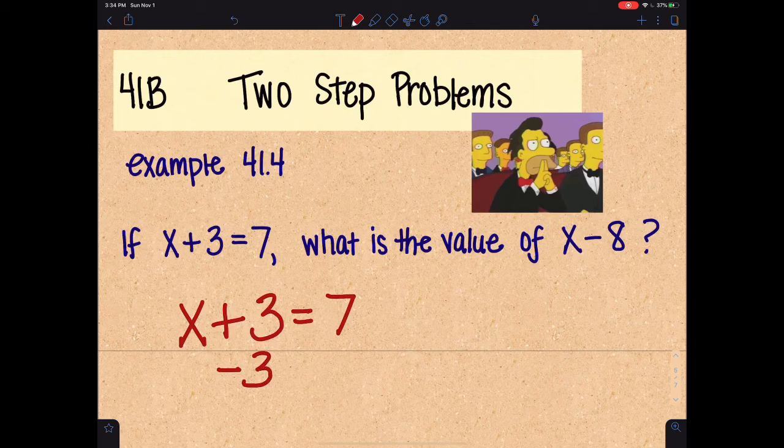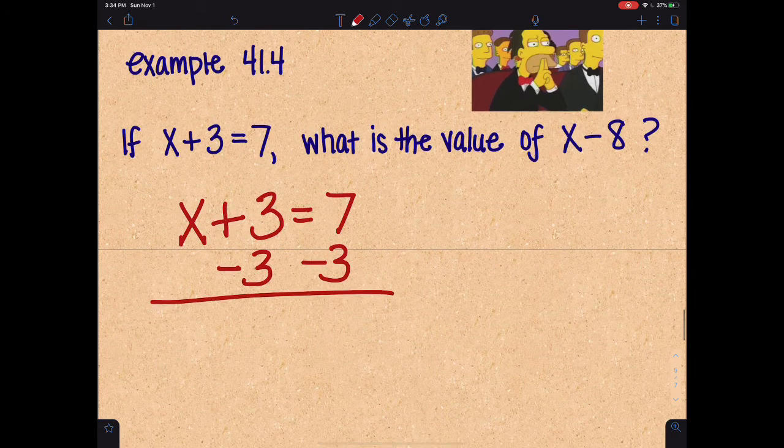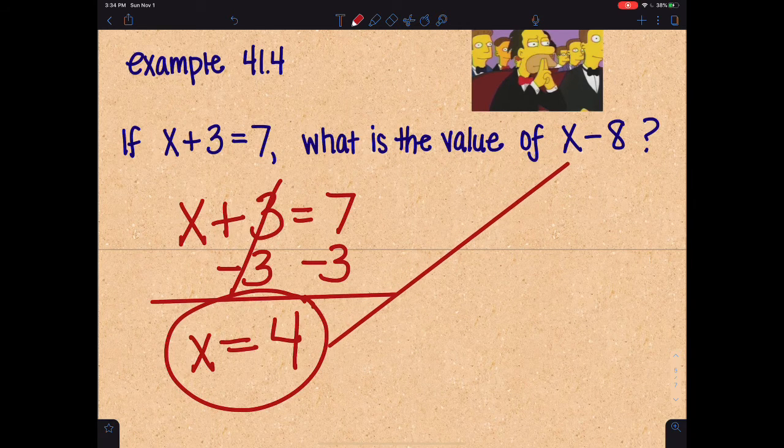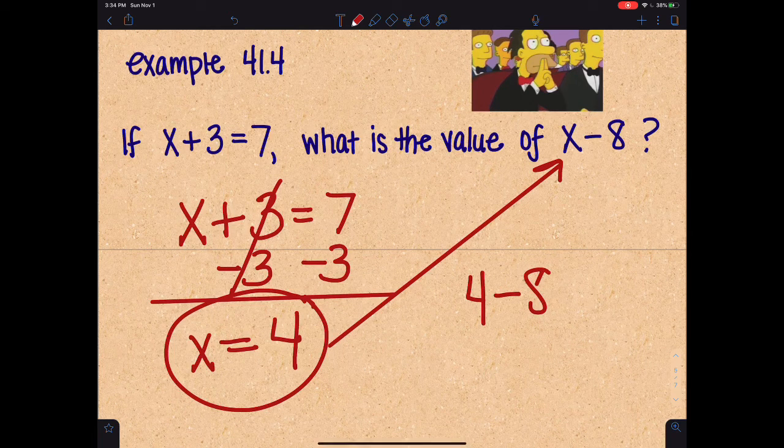So to figure that out, we subtract 3 from both sides. I know you can do this in your head, but still, this cancels out. X is equal to 7 minus 3, which is 4. So the answer is x equals 4. Now, we're going to take this number and we're going to plug it right into this equation. Okay, so we have 4 minus 8. Instead of x minus 8, it's 4 minus 8. And so 4 minus 8 is equal to negative 4. So if x plus 3 is 7, that means that x is 4. And the value of x minus 8 is going to be negative 4.